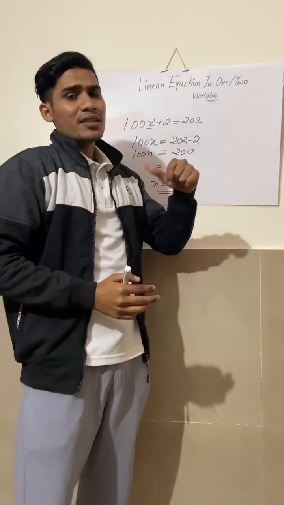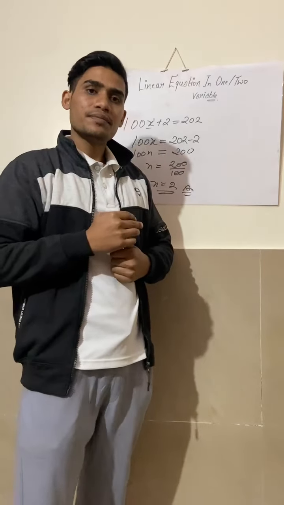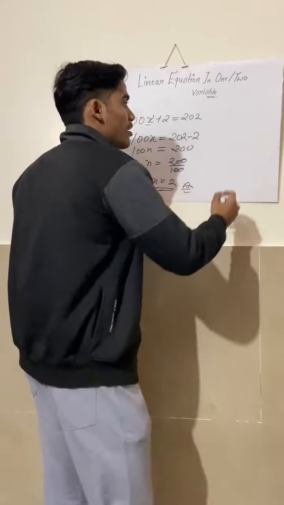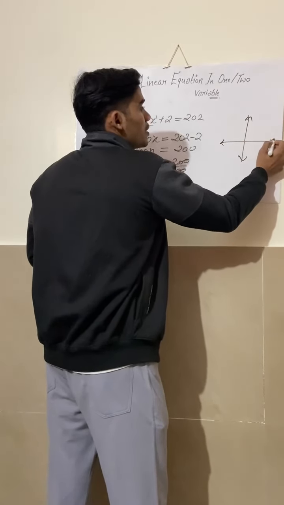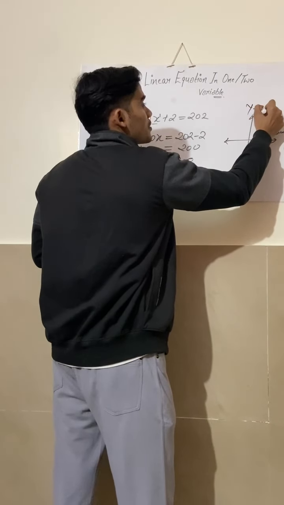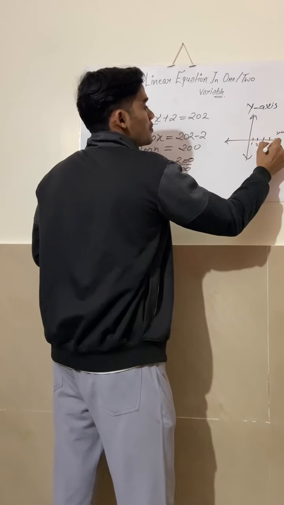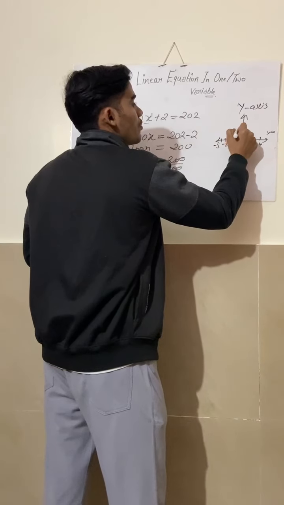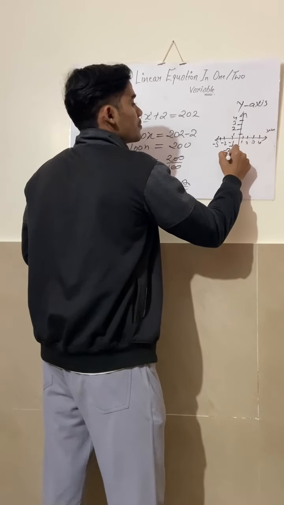Now I have said this equation is representing a line. How can we say that? For that we have to prove it geometrically. I will draw a Cartesian plane here. This is x-axis and this is y-axis. This is positive x-axis. This is negative x-axis. This is positive y-axis and this is negative y-axis.